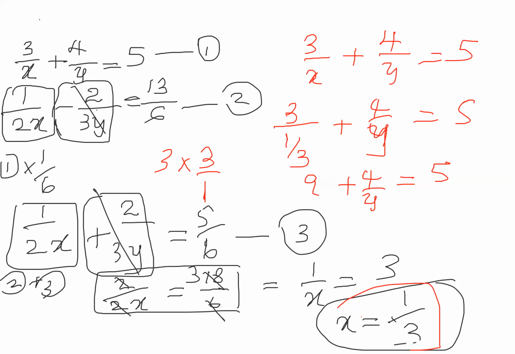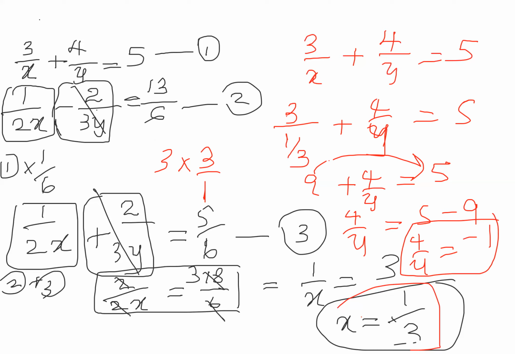Okay, so then 4y equals, when we bring this 9 to this side, it becomes 5 minus 9, you know. So 4y equals minus 4. Okay, this one you can further simplify. Then y equals minus 4 divided by 4, that means minus 1.